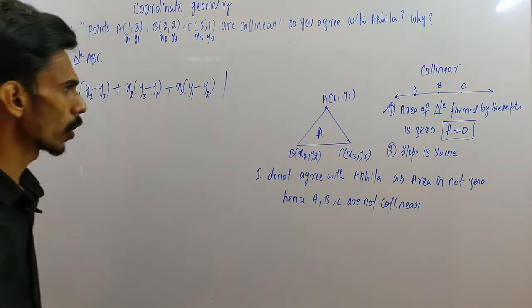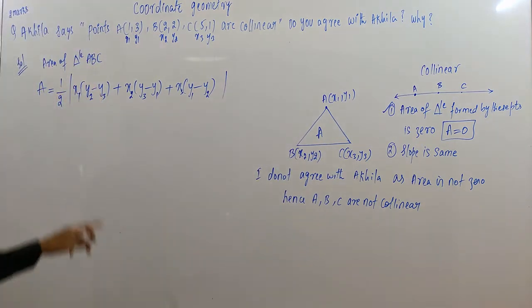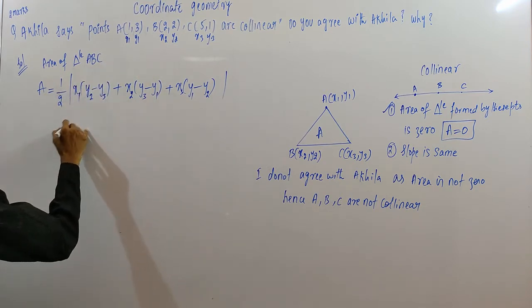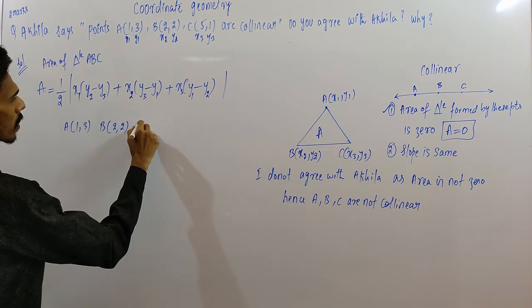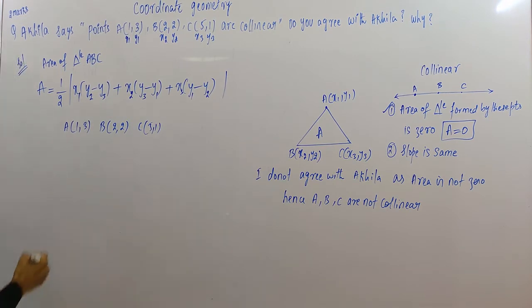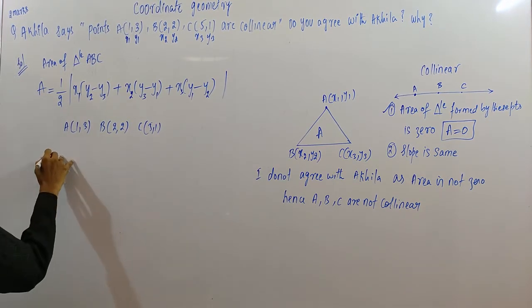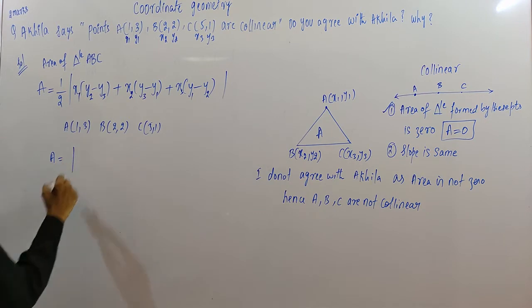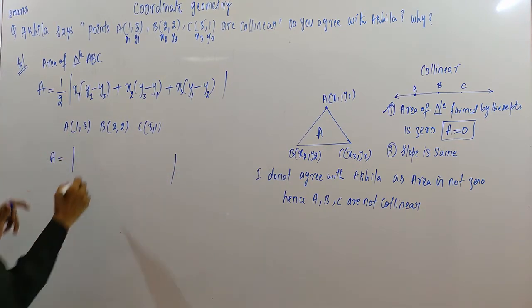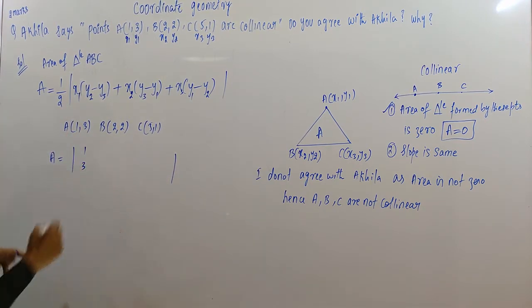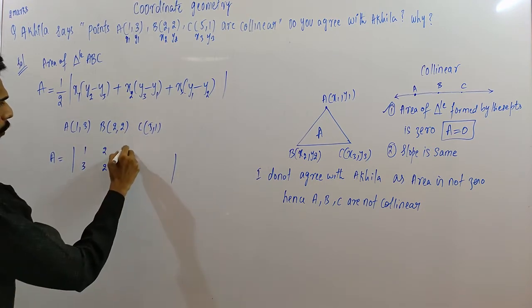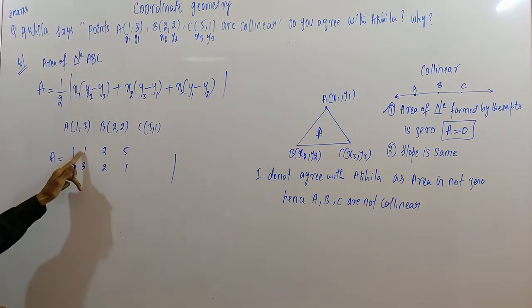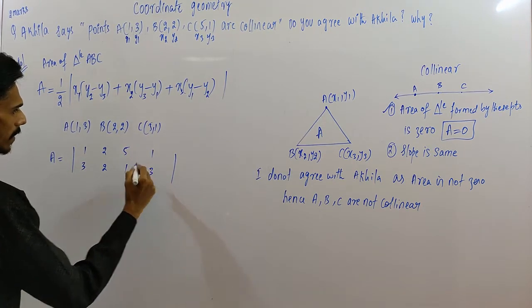Let me tell you one more shortcut to get the value of the area of a triangle, if we do not recall this formula. Now we have A as 1, 3, B as 2, 2, C as 5, 1. We want the area of the triangle formed by these points. A is equal to, take mod. Here we have 1 and 3, write down vertically 1, 3. Similarly, write down 2 and 2. Now 5, 1. Copy the first element 1, 3 as it is.